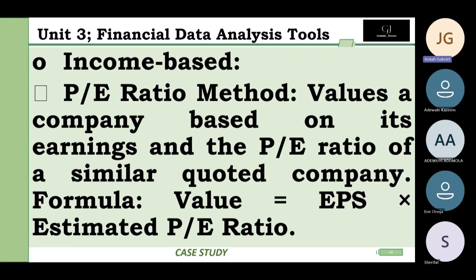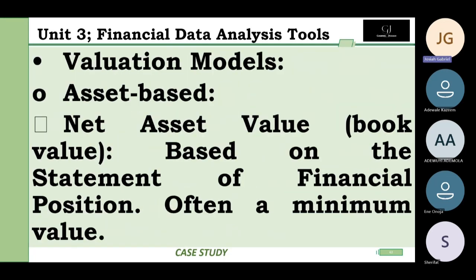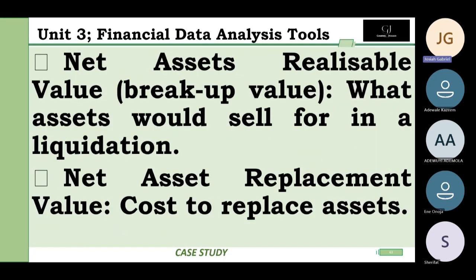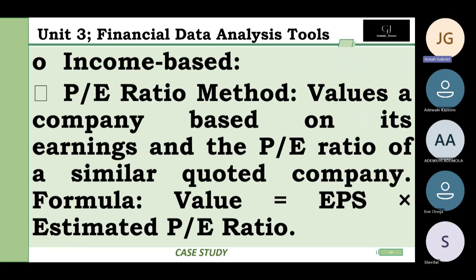Then we also have the income-based method. Remember, we have the asset-based method of valuing a business, then we have the income-based method of valuing a business. Income speaks to the flow of revenue or profit. We have the price earnings ratio method. This values a business based on its earnings, in terms of income and the price earnings ratio of a similar quoted company. The formula is the earnings per share times the estimated price earnings ratio.